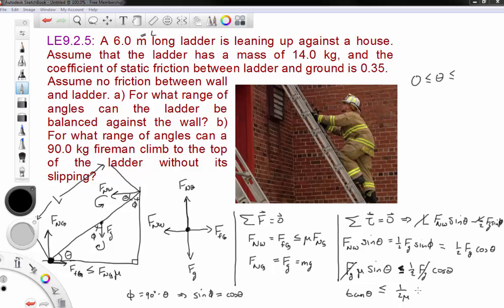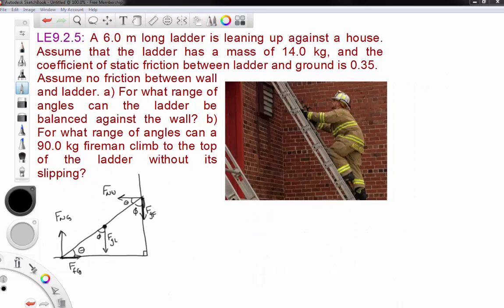So if you put in the value for mu, which was given up here, mu is 0.35, this basically becomes 1/0.7. And so the tangent of that gives us 55 degrees. So this is the range of angles for which this ladder should be able to remain upright against this wall.